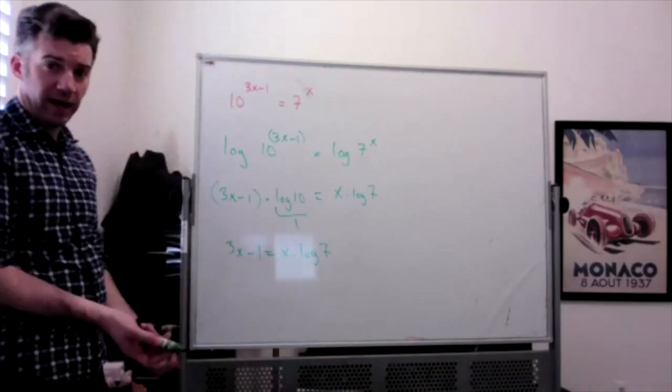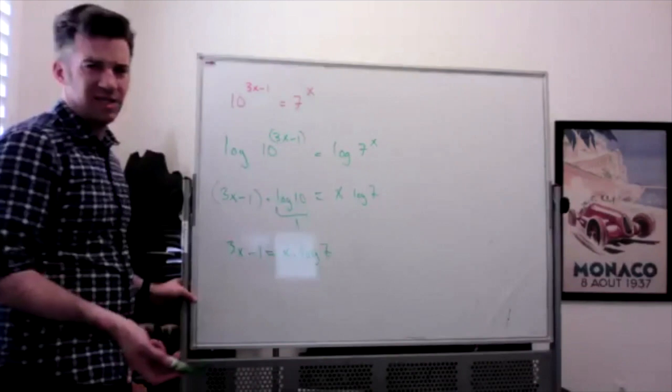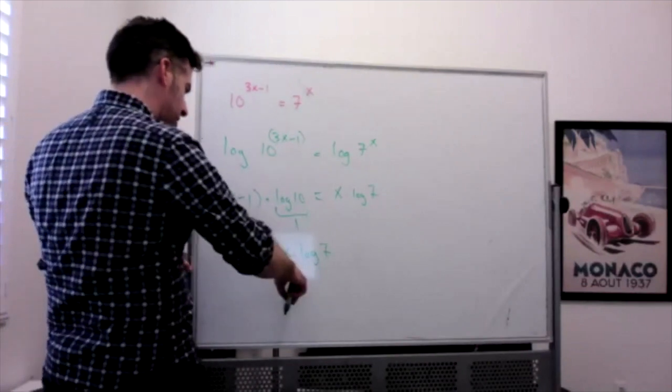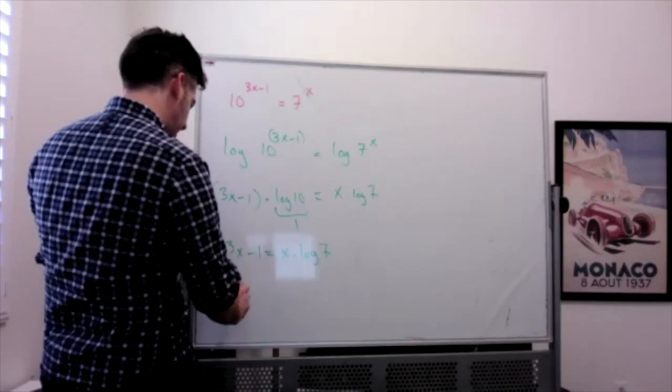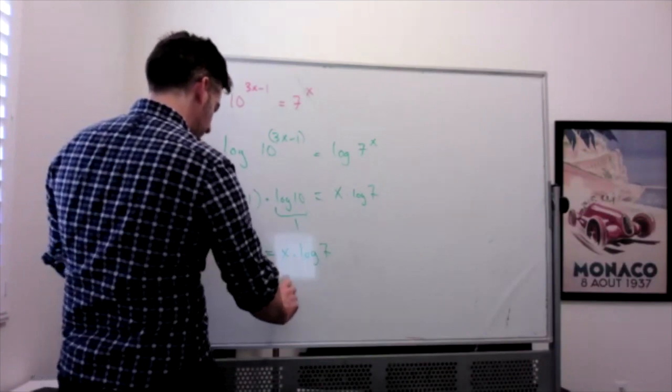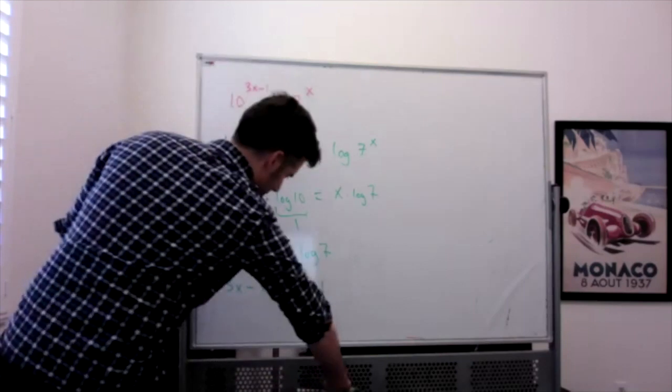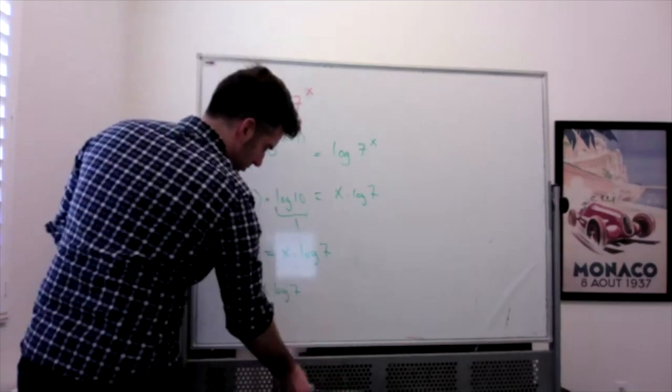So then we're going to solve for x. I'm going to bring my x's to the left and my other stuff to the right. So I'm going to subtract x log 7. I'm going to have 3x minus x times log of 7. And I'm going to add 1 to both sides, which should be equal to plus 1.